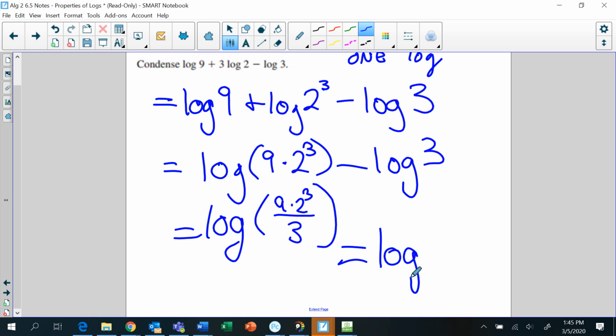Okay, when I multiply 9 times 8 and I divide by 3, I get 24. That's the final answer for condensing that: log of 24. Great, that's fine. That's how you say it. When we say the base with it, we'd say log base 10 of 24, but if you just say log 24, that's fine.